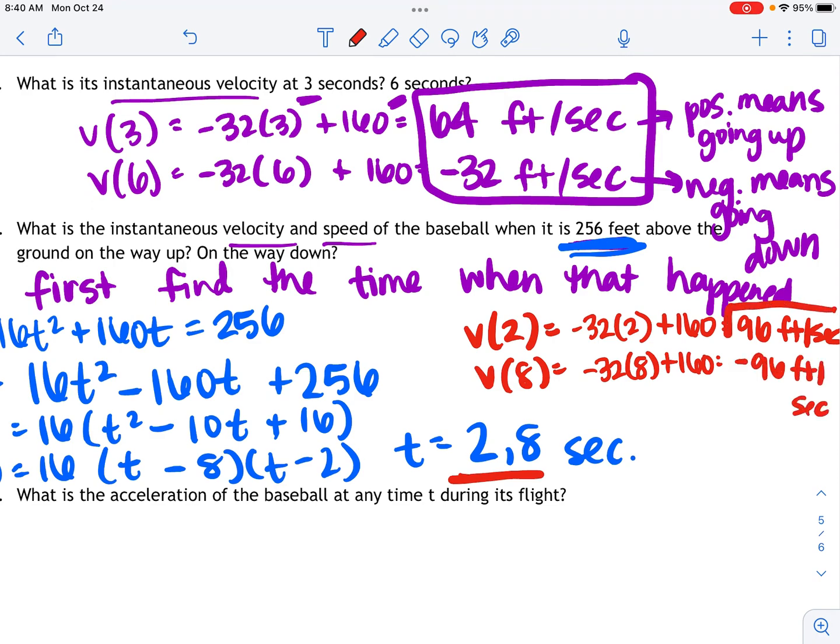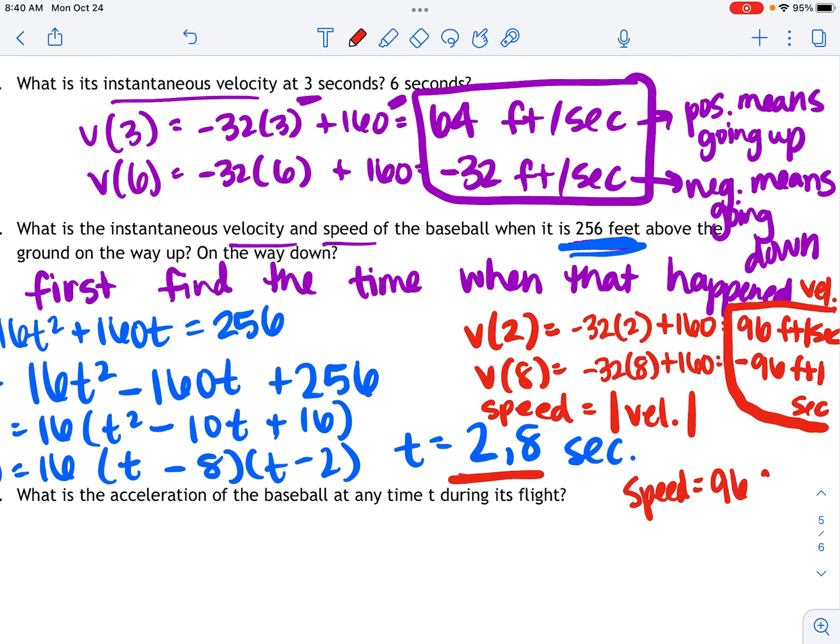So those are velocity, and the only difference with speed is speed will never be negative. So speed is the absolute value of velocity. It's absolute value because you just take away any negatives that might be there. So in this case, the speed at both would be 96 feet per second. We just take away the negative. So speed is tracking how fast it is. Velocity is tracking how fast and the direction. So velocity can be positive or negative. Speed will always be positive.